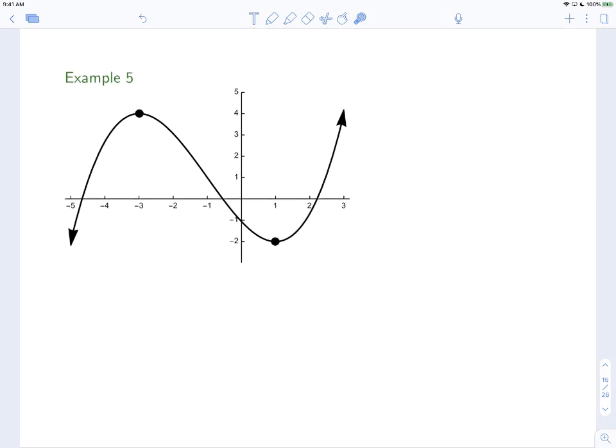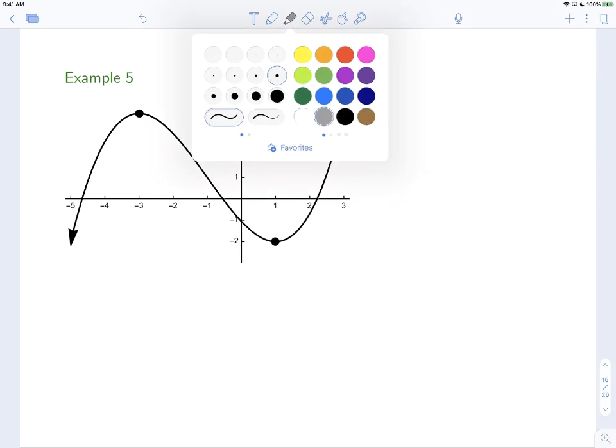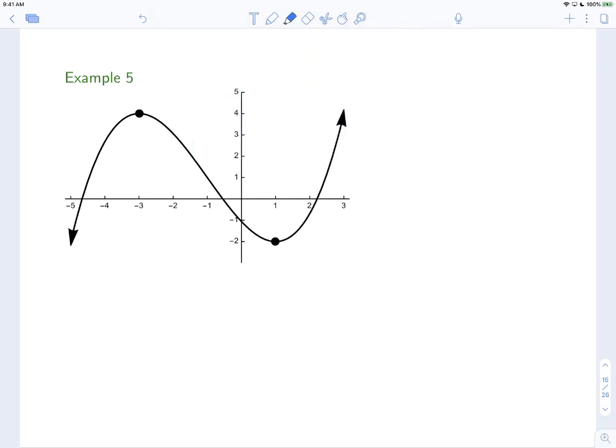Okay, so you can see that it's increasing until it reaches -3, and then it changes to decreasing. So it's increasing on this interval from negative infinity to -3. Notice this arrowhead here. That indicates to us that this keeps going down forever. This arrowhead here indicates that it's increasing forever.